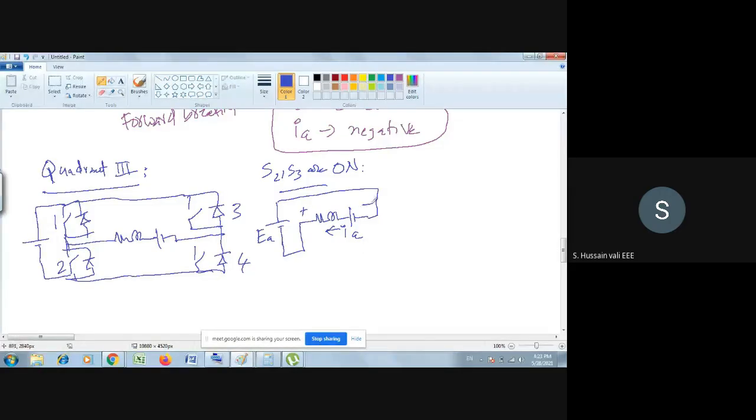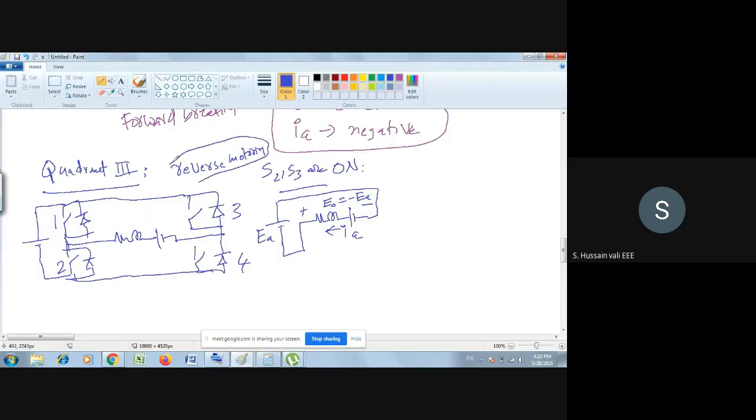If you apply KVL, you will understand E naught is equal to minus EA. Very important. You just check yourself. You will force switch 3, switch 2 to conduct. Then what you find out here is that this is a reverse. I told you already this is a reverse motoring.